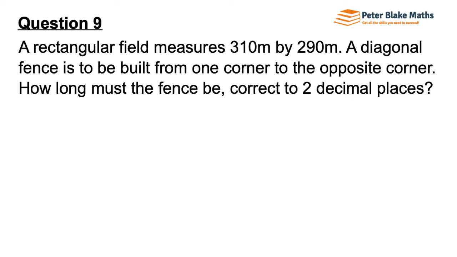Question 9. A rectangular field measures 310 meters by 290 meters. A diagonal fence is to be built from one corner to the opposite corner. How long must the fence be? Correct to 2 decimal places.